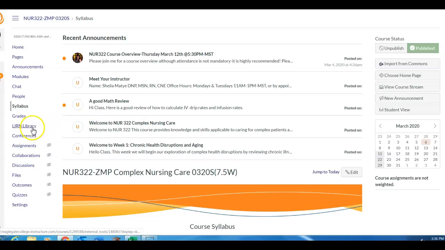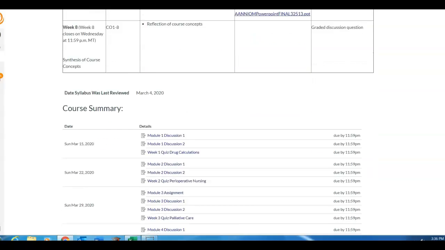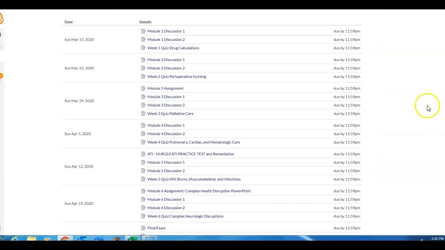Okay, all assignments need to be submitted, not discussions, but assignments, by Sunday evening at 11:59 p.m. Mountain Standard Time. So you will see that quizzes or major assignments are due on Sunday night at 11:59 Mountain Standard Time. Any quizzes may not be taken after the due date. Assignments can be turned in late, and we do have the late policy, which you will find in the handbook.